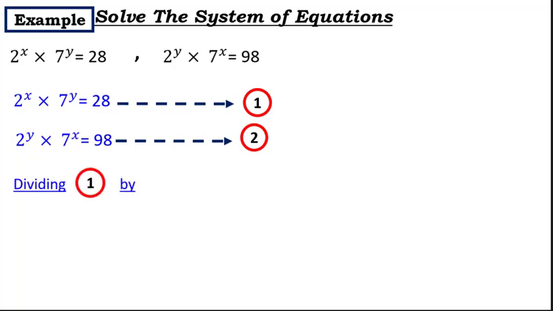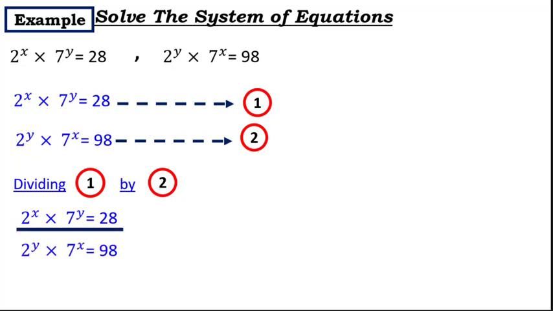Dividing equation number 1 by equation number 2, we will write 2 raised to the power x times 7 raised to the power y equals 28 divided by the second equation. We have the same bases, 2 and 2, and 7 and 7, so we can apply the division rule. We will subtract the two indices, the two powers. We will get 2 raised to the power x minus y times 7 raised to the power y minus x equals 28 divided by 98, which is 2 over 7 in the simplest form.